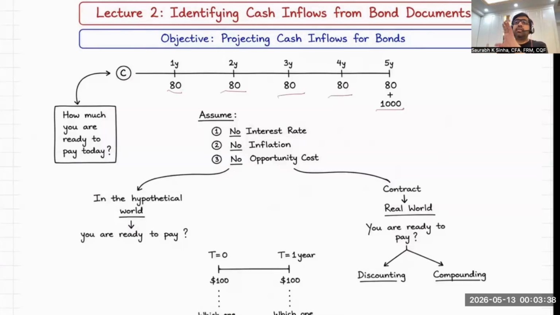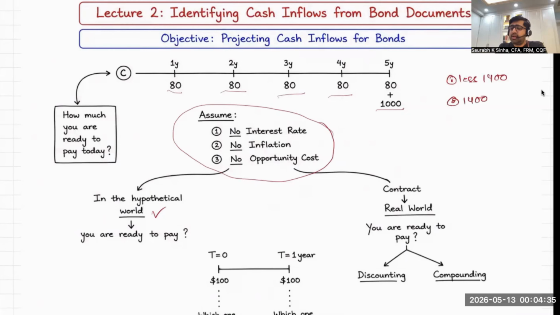Can you solve this with a critical assumption? Please assume there is no interest rate, no inflation, no opportunity cost. Make it super simple for everyone. Whether you understand time value of money or not doesn't matter. How much are you ready to pay today? I know I'm talking about a hypothetical world, but please chat any number. Let me give you the option: less than 1400 is one option. Someone is saying 1400. Someone is saying greater than 1400.